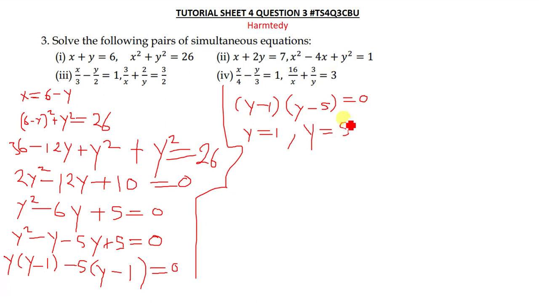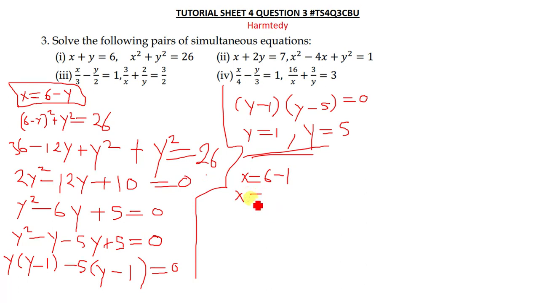So we quickly now find the values of x using these values of y. We're going to use this equation, which is called the substitute value. So we're going to say x is equal to 6 minus 1. You can write a statement on top to say when y is equal to 1, x is equal to that.